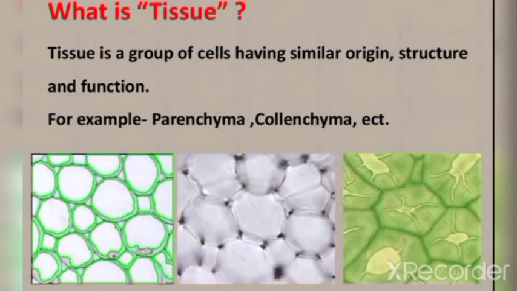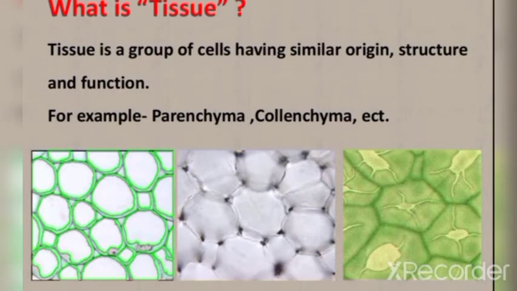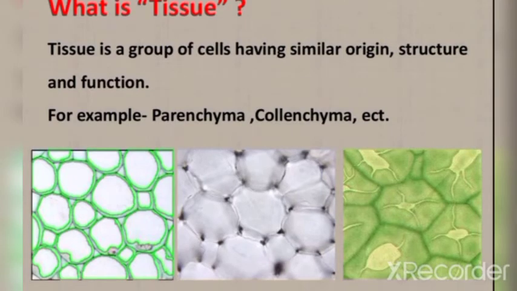Now children, we will define tissue. What is tissue? Tissue is a group of cells having similar origin, structure and function. That is, all cells of a tissue have a common origin. They perform a particular function and they have arisen from a common place. So this is how tissue can be defined.